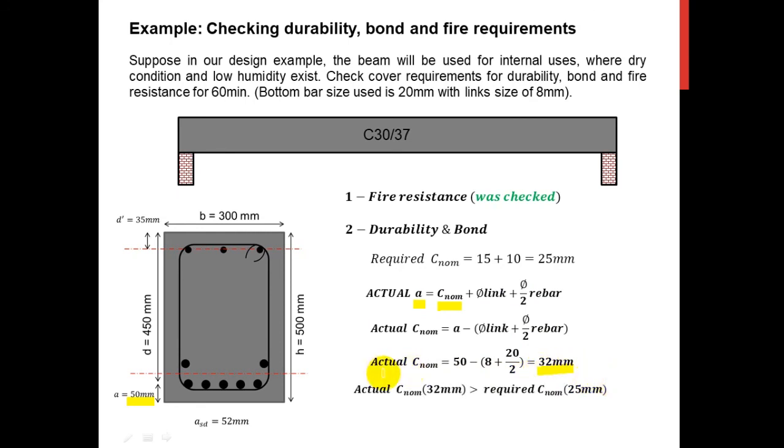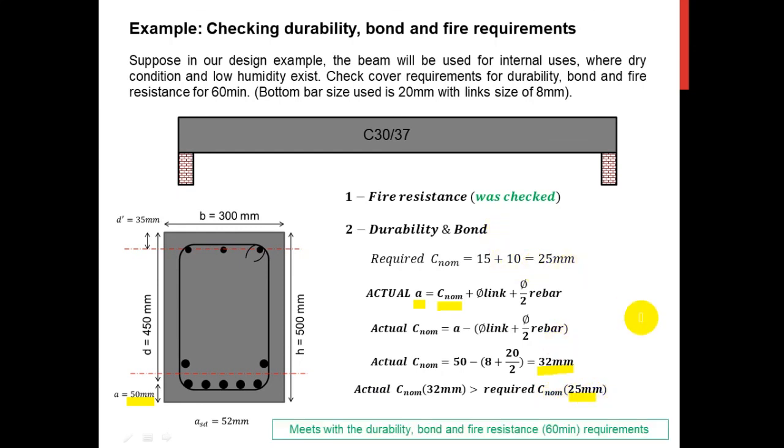Now, of course, my actual one, 32 millimeter, is way bigger than the required nominal cover, the 25 millimeter. So what that tells me is that my beam meets the durability, bond, and fire resistance requirements. Well, it can be for 60 minutes or even 90 minutes. All of these requirements are met by my beam.